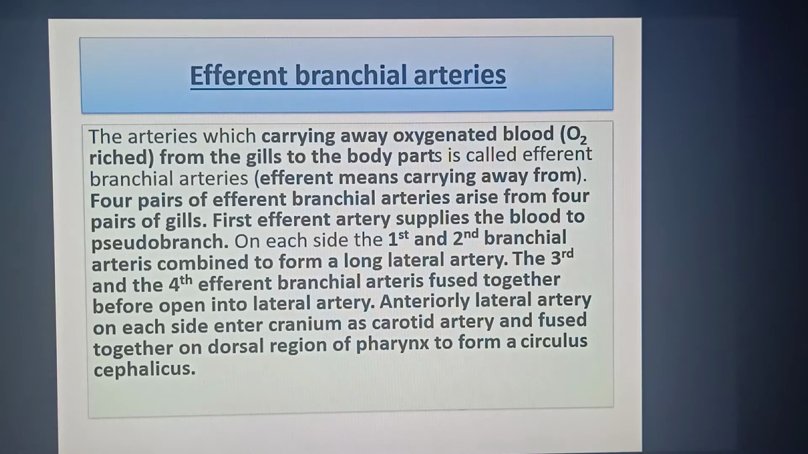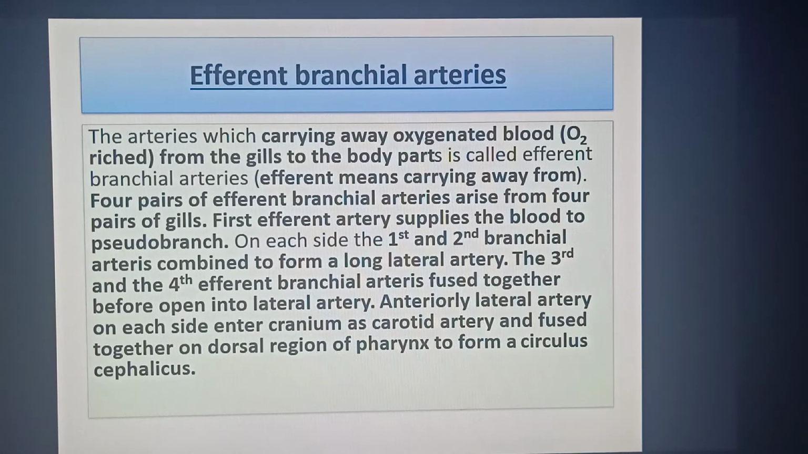What about efferent bronchial arteries? The arteries which carry away the oxygenated blood, that is oxygen-enriched blood, from the gills to the body parts are called efferent bronchial arteries. The word efferent means carrying away from. This refers to carrying away from the gills to the different parts of the body. It carries the oxygenated blood from the gills to the different parts of the body.